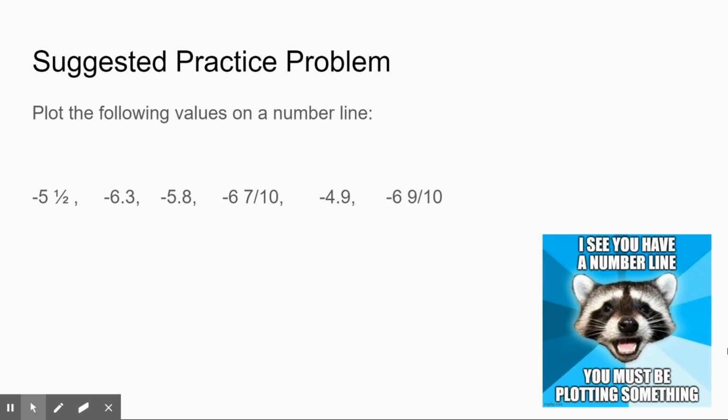You have 6 values here. They're all between -7 and -4. Plot them on a number line. Remember to order them first, then make your number line, figure out what your scale is going to be, go from there. A couple of the numbers are a little bit tricky to read because they have fractions, but for example, we have -6 and 7/10. We also have -6 and 9/10. Those are both fractions.